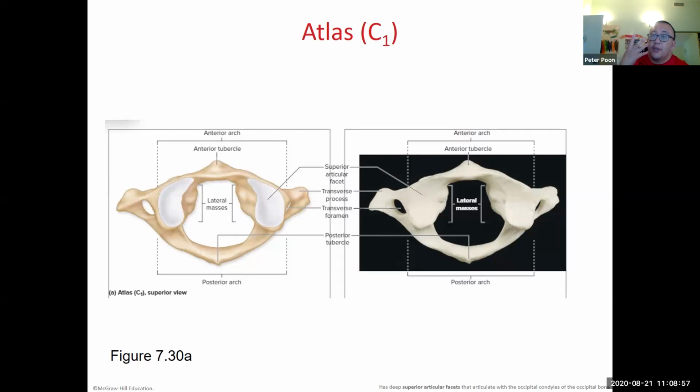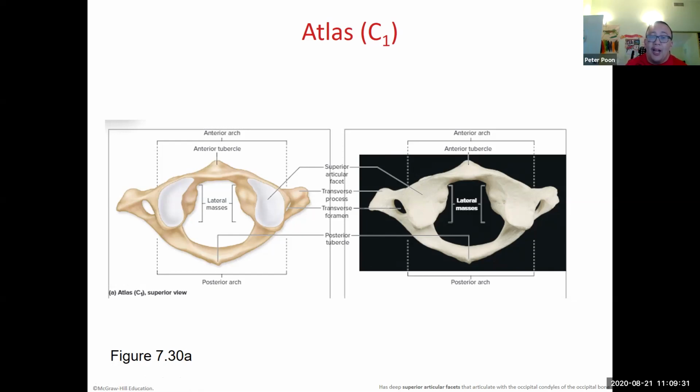The first cervical vertebra is unique. It's called C1 or atlas. The atlas in Greek mythology is the titan that held up the world. The atlas in your vertebrae holds up your skull. The atlas is the only one that's missing a body. The body of C1 is missing.